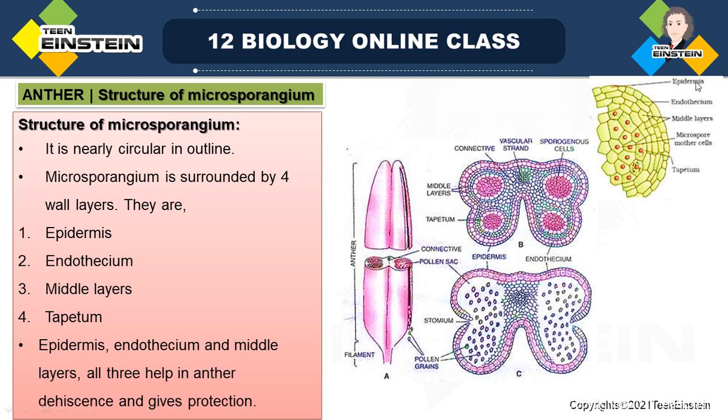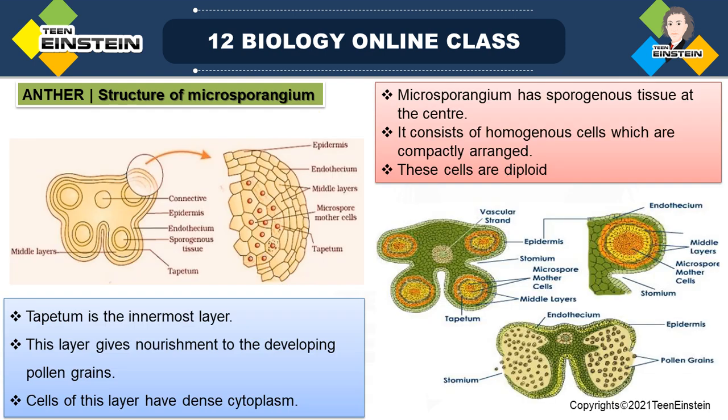So we have talked about epidermis, endothecium and middle layers. All these 3 have a protective function and they help in the dehiscence of anther. So next is tapetum, the innermost layer of anther, and this surrounds the sporogenous tissue. What surrounds the sporogenous tissue? Tapetum is surrounding the sporogenous tissue.